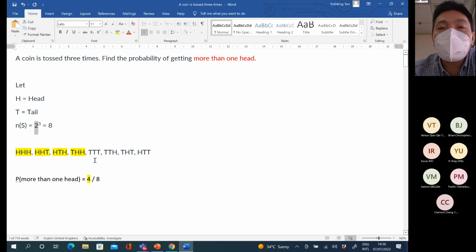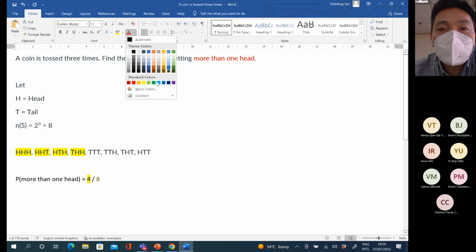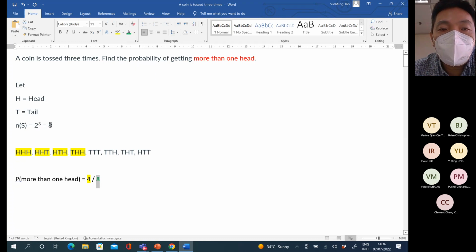So now we can start to answer the question: find the probability of getting more than 1 head. We need to translate this sentence into a mathematical expression. So this question is looking for P(more than 1 head). Because this question involves 3 coins, n(S) is always equal to 8. So the denominator is confirmed to be 8.